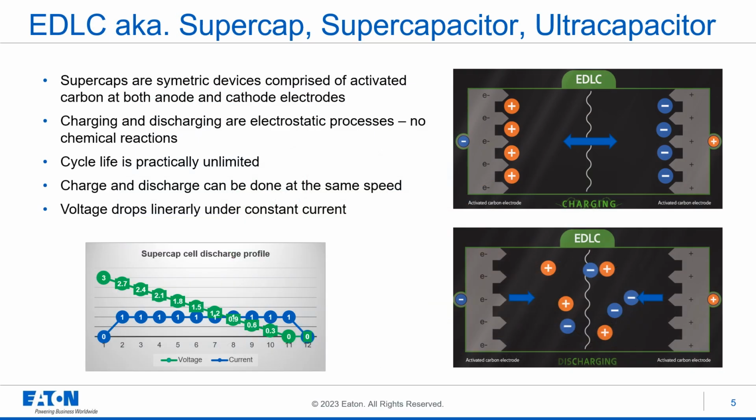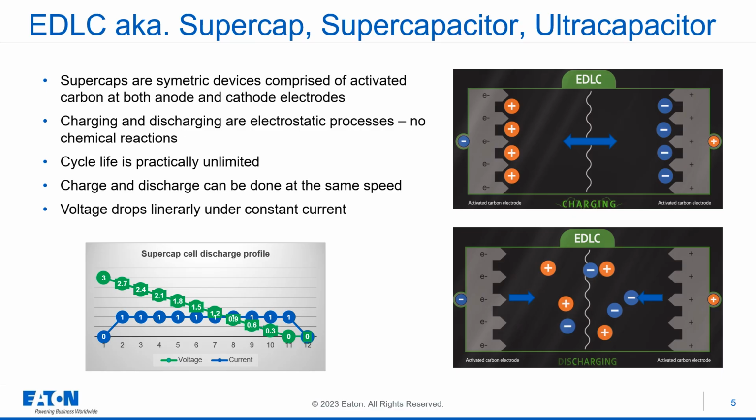How do they work? A supercapacitor is a very simple device. It is made up of two electrodes, typically of activated carbon, although we are starting to see some new materials such as graphene and carbon nanotubes getting closer to production. There's an electrolyte which allows ions to polarize as the device is charged. You can see the top picture.